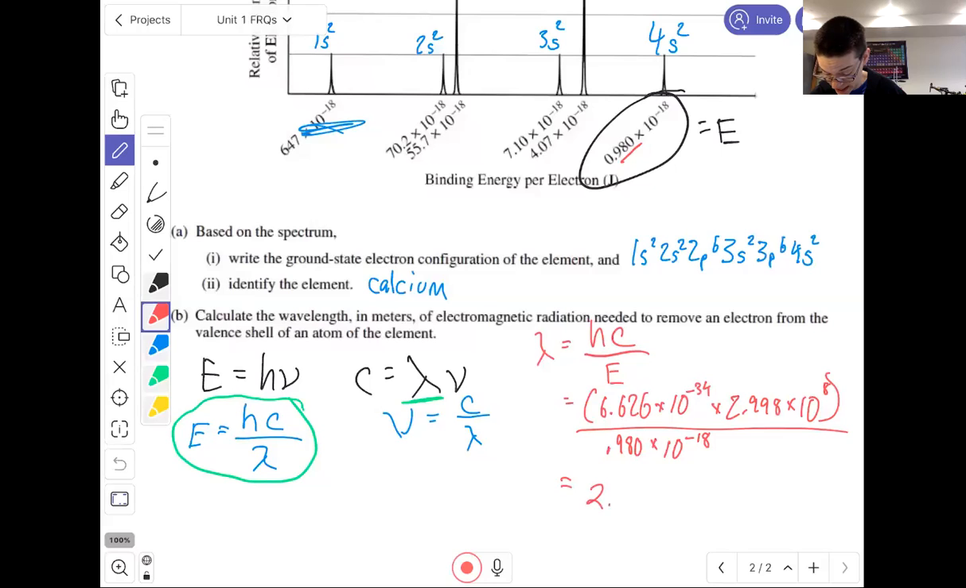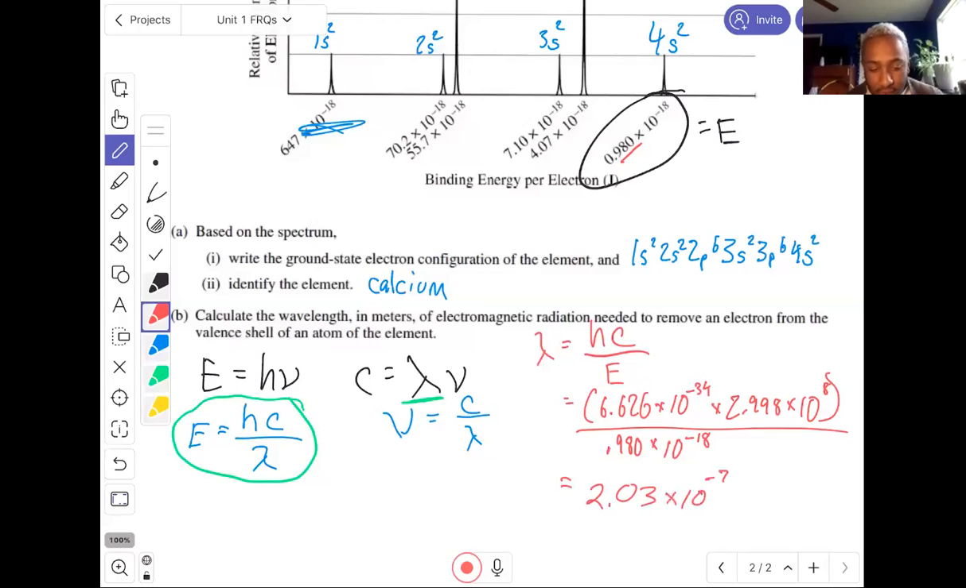2.03. And what's my exponent? Times 10 to the negative 7th. And what is my unit? Wavelength is in meters. That's it. So here they basically gave you 1 point for plugging things into the equation and 1 point for the answer.